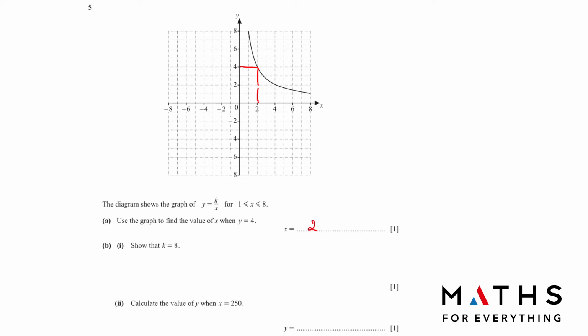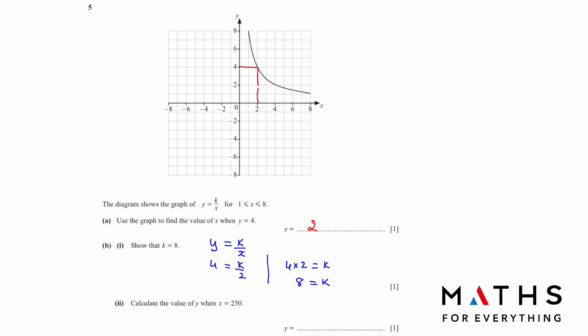In B1, we have to show that k is equal to 8. The equation we have is y is equal to k over x. We know that when y is 4, our x is 2. Shift the 2 to the other side. So 4 multiplied by 2 is equal to k. Therefore, 8 is equal to k.